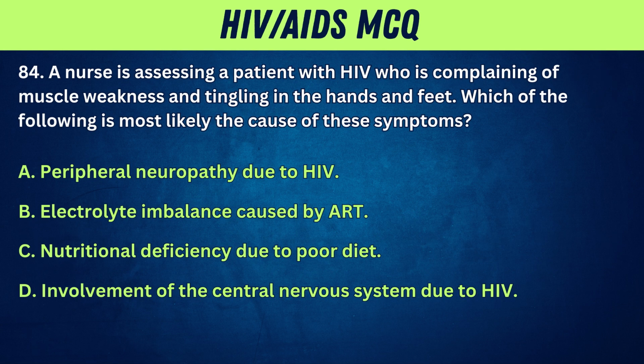84. A nurse is assessing a patient with HIV who is complaining of muscle weakness and tingling in the hands and feet. Which of the following is most likely the cause of these symptoms? A. Peripheral neuropathy due to HIV. B. Electrolyte imbalance caused by ART. C. Nutritional deficiency due to poor diet. D. Involvement of the central nervous system due to HIV.